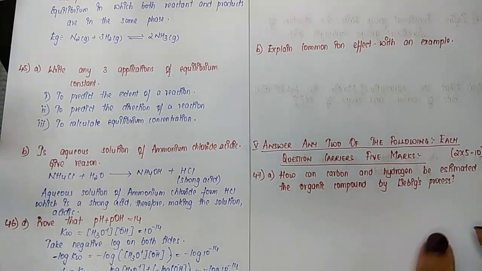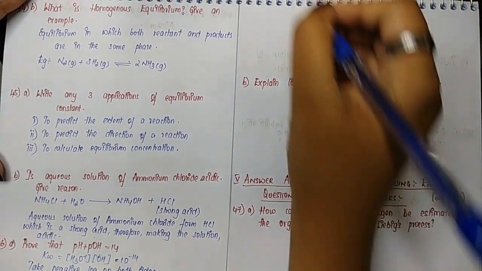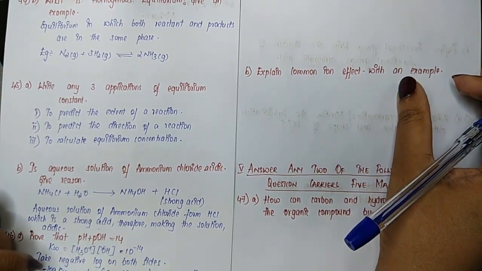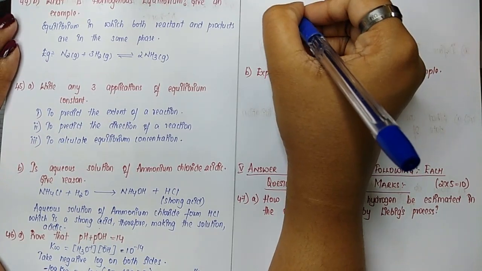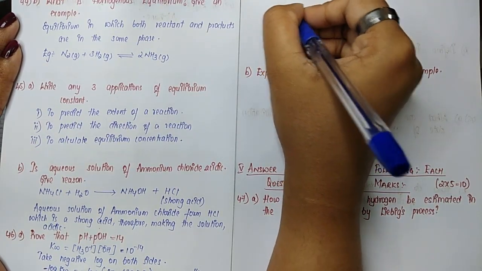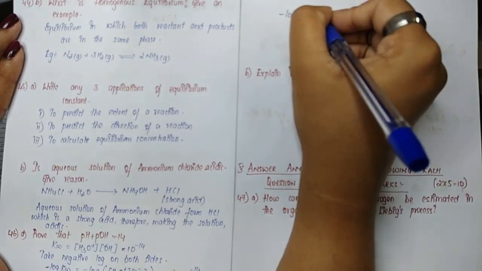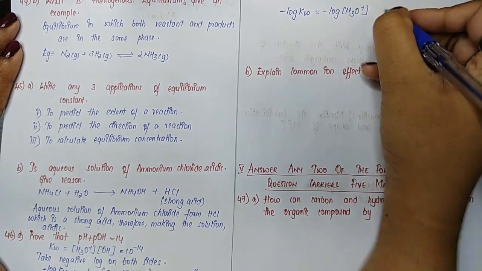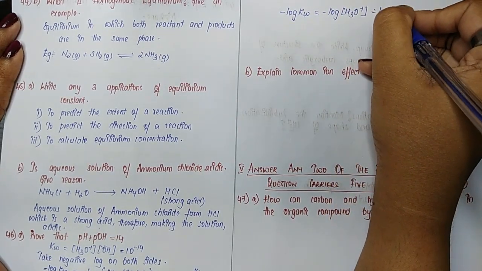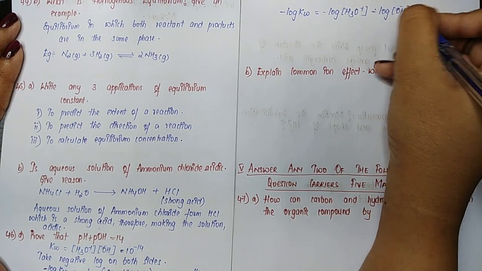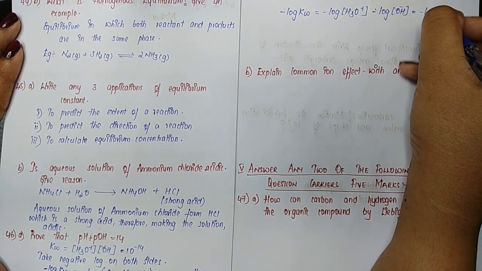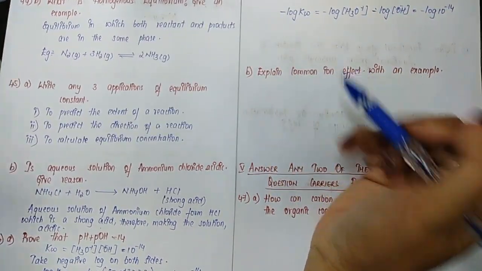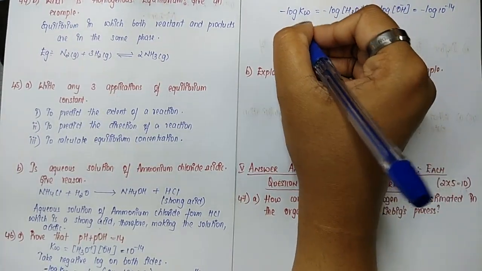Now let's try to solve this entire equation. So here we can write minus log of Kw, which is equal to minus log of H3O+ minus log of OH-, which is equal to minus log 10 to the power minus 14. Let's try to solve this. Minus log of Kw is equal to pKw.